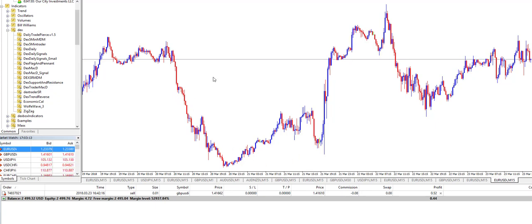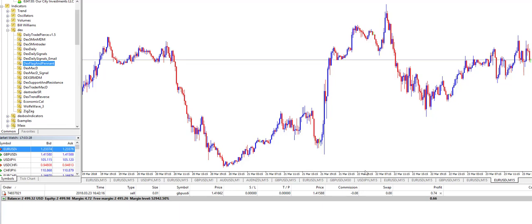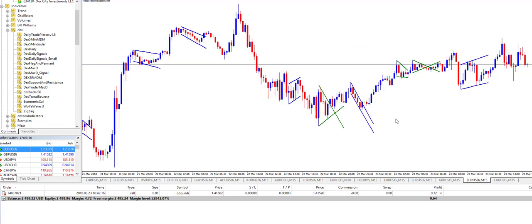Okay? Now, you could use a lot of different tools to try to figure all this out. You draw lines all over your charts and all that kind of stuff. But we have something over at Dex Indicators that's pretty handy as well, right? And we call that the Flag and Pennant indicator. And I got it set up on this chart right now.